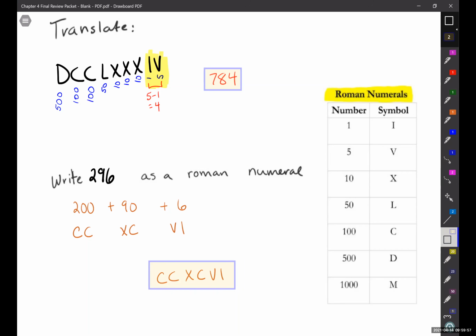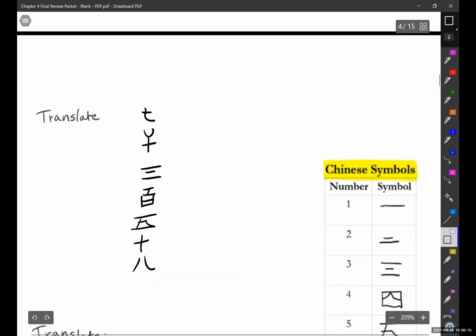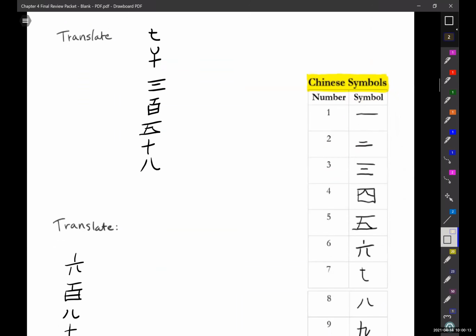So any questions about the Roman numeral system? Just remember, highest to lowest, if it's ever out of order, that means you're supposed to subtract the smaller from the bigger. Okay, now let's go to the Chinese numeral system.